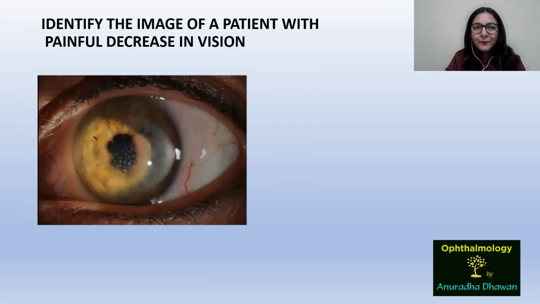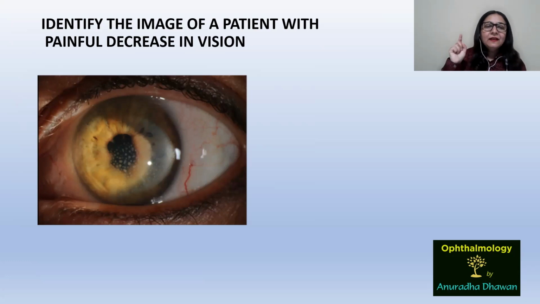Identify the image of a patient with painful decrease in vision. So this has also been coming in past exams. How to identify the diagnosis in this patient? If you notice here carefully, one thing you can notice is multiple dots on the cornea. They are actually at the back of the cornea. We call them KPs, or keratic precipitates.